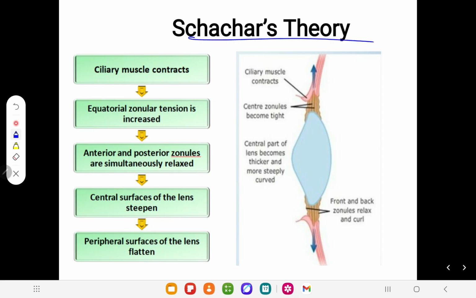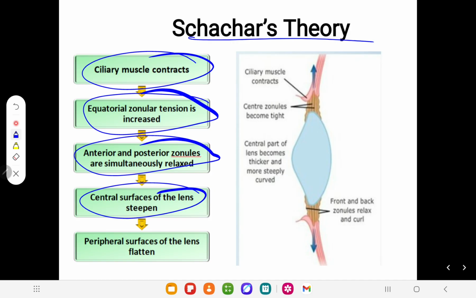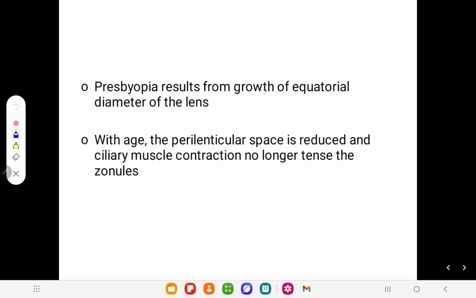And Sacker's theory is also like that. Ciliary muscles contract, equatorial zone tension increases, and anterior and posterior zones are simultaneously relaxed. The central surface steepens, especially the central anterior surface. That's the same. This theory is more close to Helmholtz theory, isn't it? And then accommodation happens. So presbyopia results from the growth of the equatorial diameter of the lens.